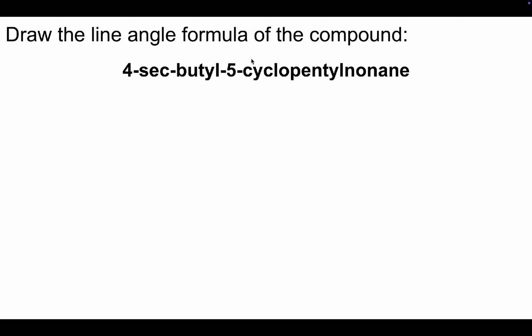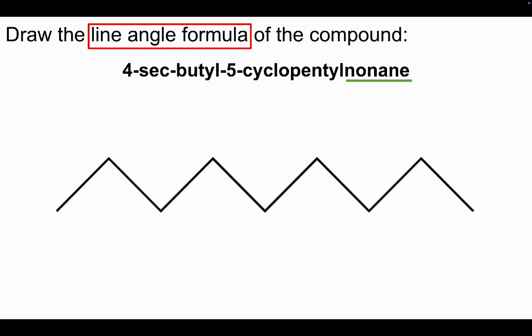Next, draw the line angle formula of the compound 4-sec-butyl-5-cyclopentylnonane. So this is simple. It's a line angle formula. We start with the parent chain, nonane. So I'll draw 9 carbon atoms: 1, 2, 3, 4, 5, 6, 7, 8, 9. Next, we draw 4-sec-butyl. So here at carbon number 4, again, sec-butyl is like this. Next, we draw a cyclopentyl. So it's a ring with 5 carbon atoms. So that is a pentagon. So we draw a pentagon here at carbon number 5.